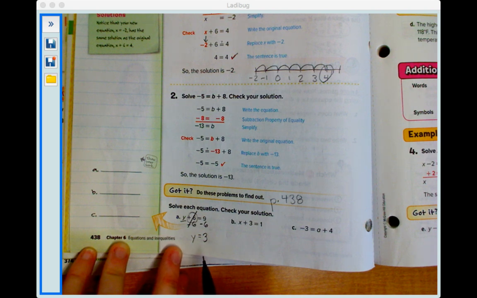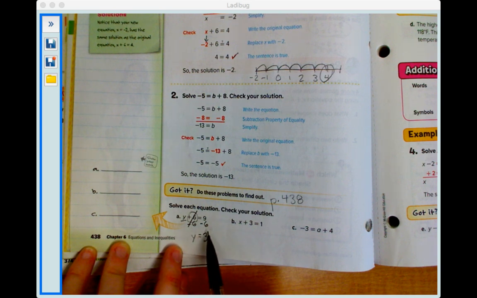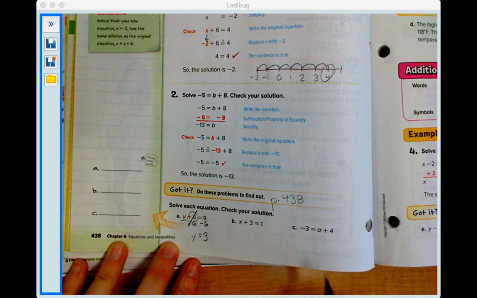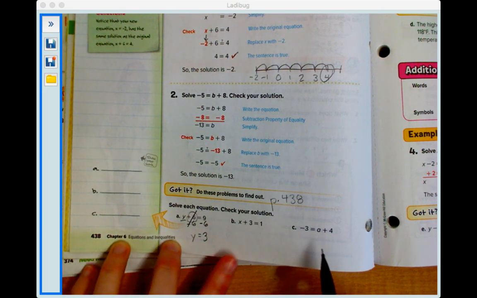And these are the simplest and shortest work that you can show. So yes, I do expect you to show your work. That way I know you're subtracting from both sides. That will help you when we get into multiplication and division in case you make a mistake. So let's do B and C really quick and finish this up.